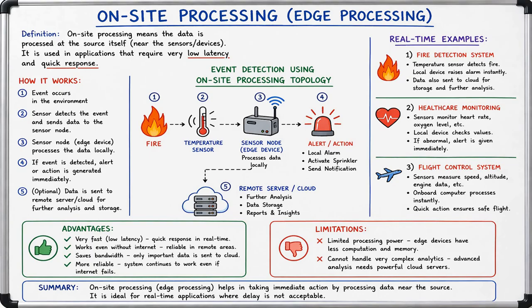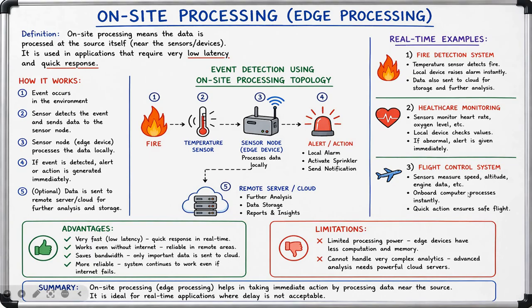The second example is healthcare monitoring. In hospitals, patient monitoring systems constantly measure the heart rate and oxygen levels, and the sensor collects the patient's data. The local device processes it instantly, and if the heart rate becomes abnormal, the system immediately alerts the doctors or the nurses. If the system waited for cloud processing, the delay could risk the patient's life.